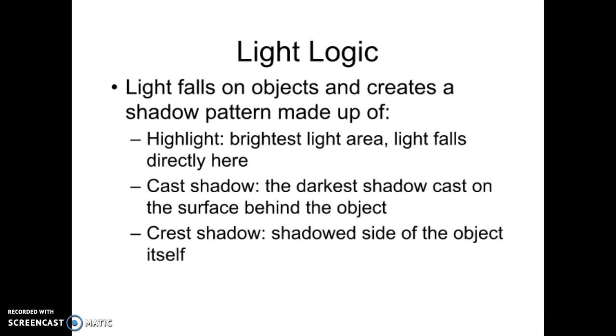The next section of shadow are the crust shadows, and these are typically multiple. These are the shadows that we talk about on the object itself. Okay, so thinking about the shadows and the value that's on the object itself is the crust shadow.